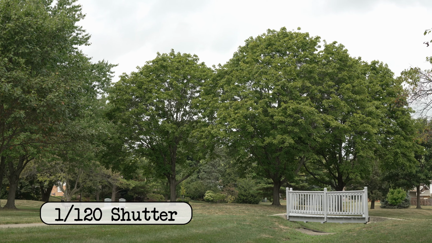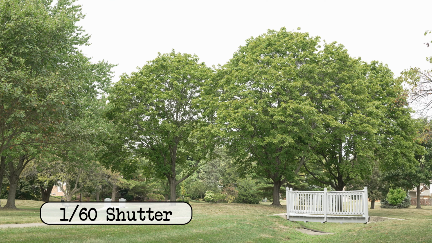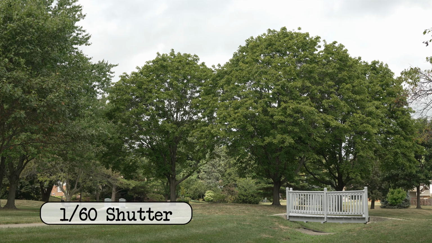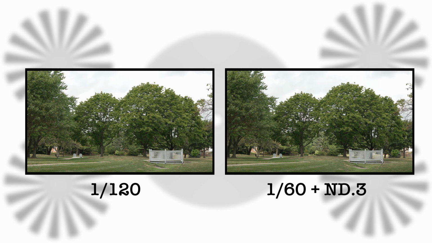This system is handy as the one-stop increments correlate well with how the shutter and aperture controls work in the exposure triangle. So for example, if you are shooting at 1/120th of a shutter, but would rather be at 1/60th, you know that cutting the shutter speed in half would result in an increase of one stop of exposure. To compensate, you would just add an ND 0.3 to the front of your lens, or dial it in with a filter wheel or electronic ND.